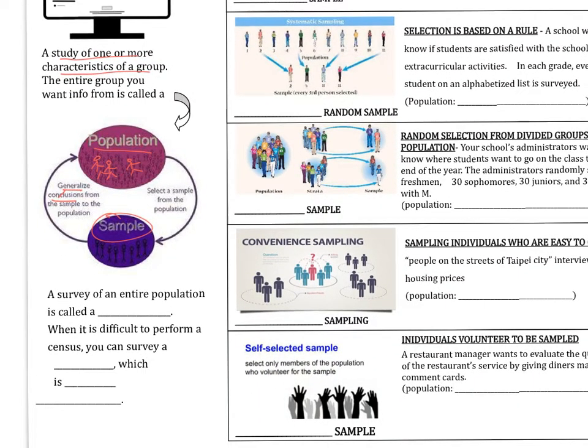If we take a survey of an entire population, this would be called a census. When it is difficult to perform a census, you can survey, again, a sample, which is part of the population.